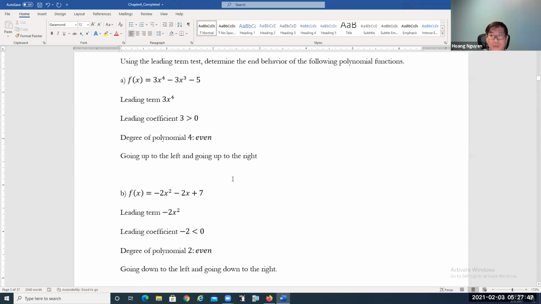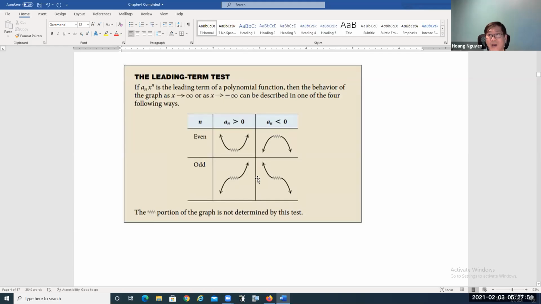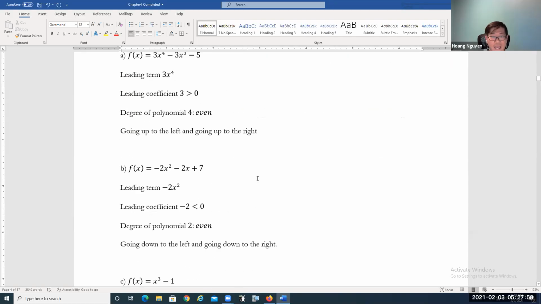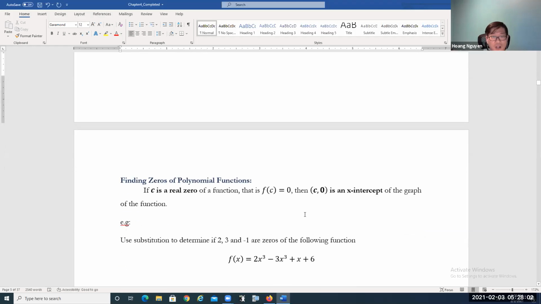Okay, so we just talked about the leading coefficient test, the leading term test. It's going to help you determine the end behaviors of a polynomial function. Okay. Now let's move on to the next topic in this section. We're going to talk about the zeros of a polynomial function, finding zeros of a polynomial function.